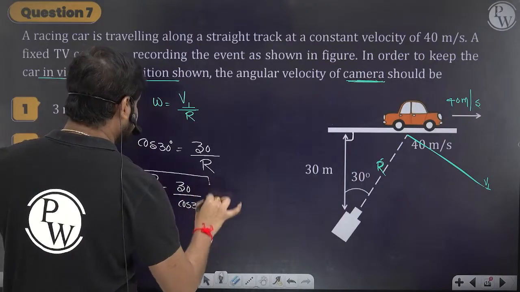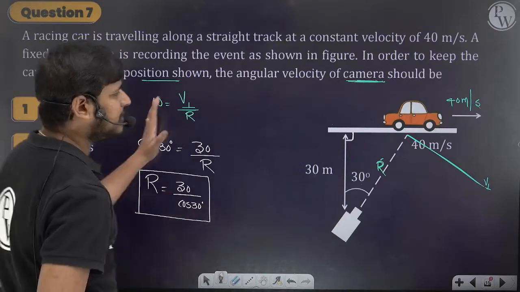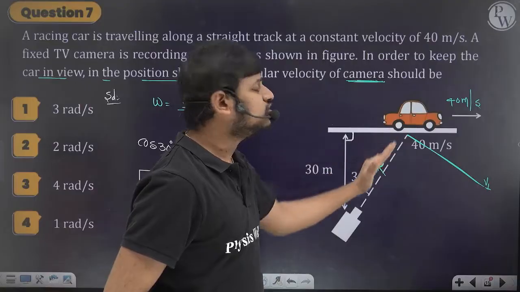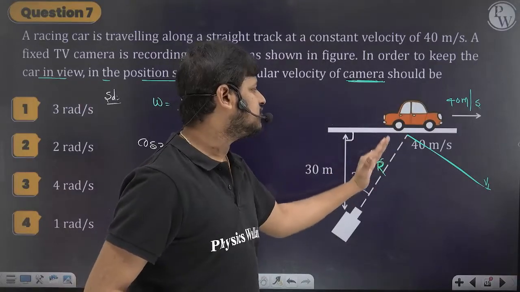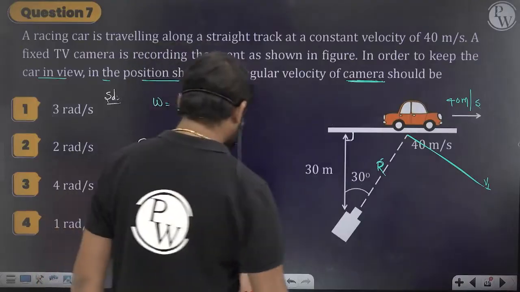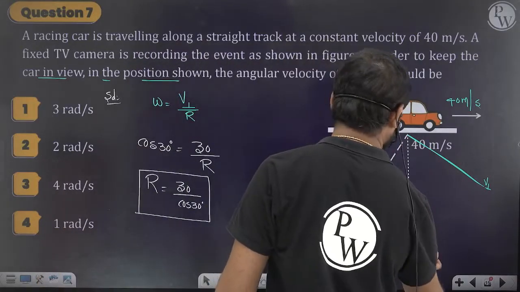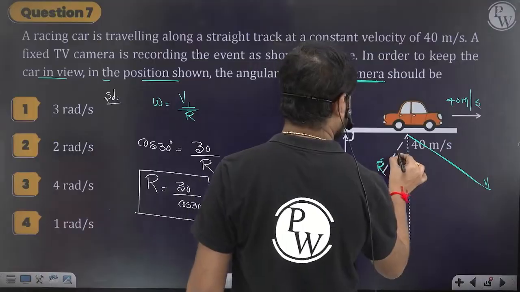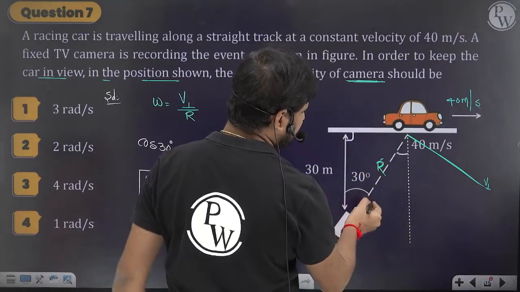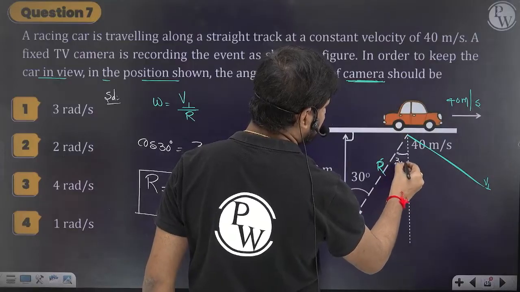Now the next thing is, we need to know what v perpendicular is. So the v is 40 meter per second. It's not perpendicular to the radius. The perpendicular component is this one. We need this. So for that, let's draw a simple parallel line here. So I am drawing a parallel line. If this is 30 degrees, then this is also going to be 30 degrees.